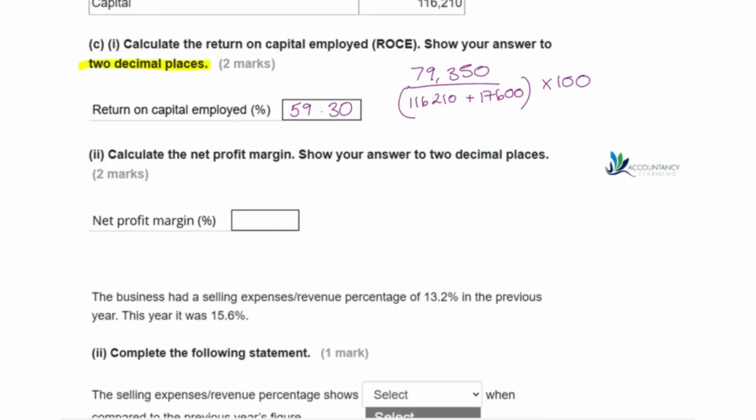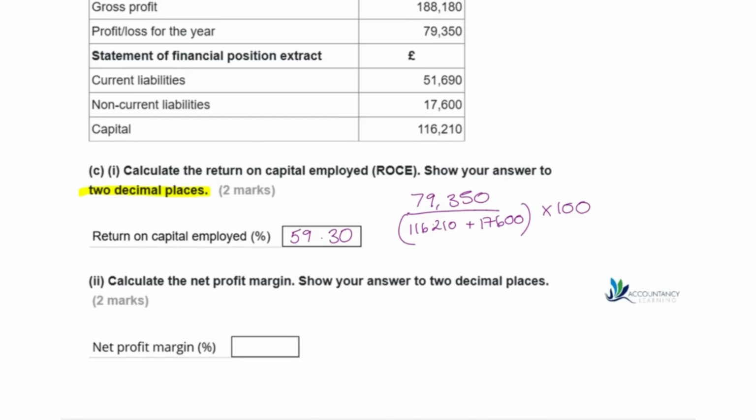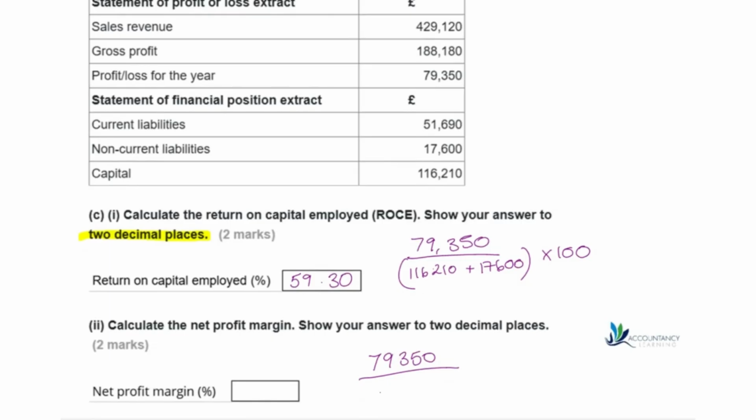We now need to calculate the net profit margin. So this is going to be against sales. So we're going to take the profit for the year and we're going to divide it by our sales figure and multiply that by 100, and then that gives us 18.49 to 2 decimal places.